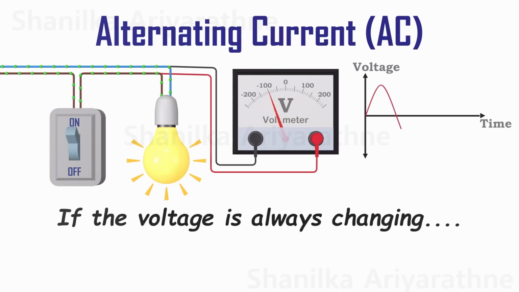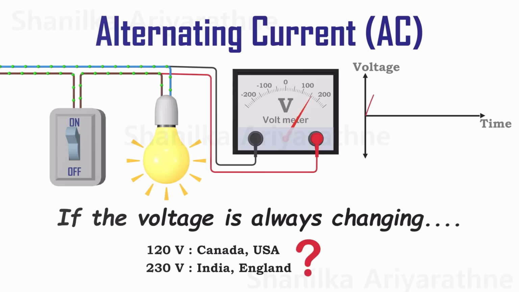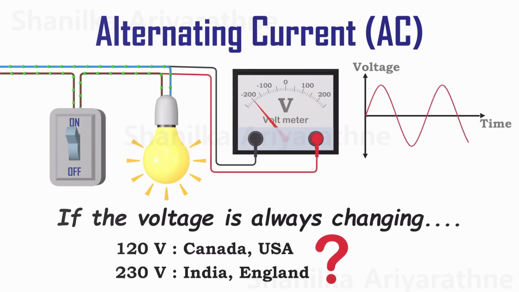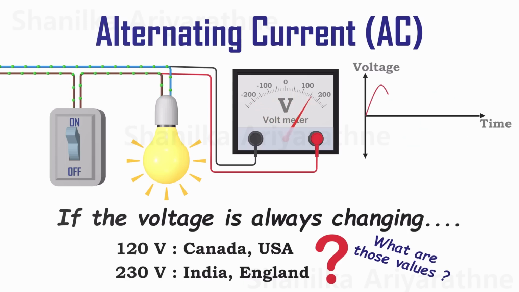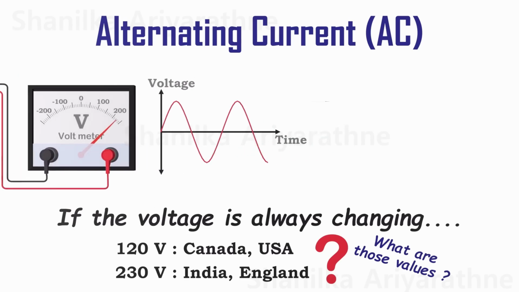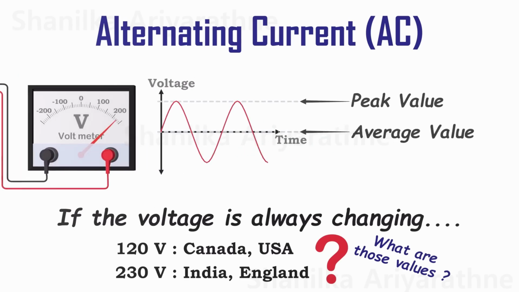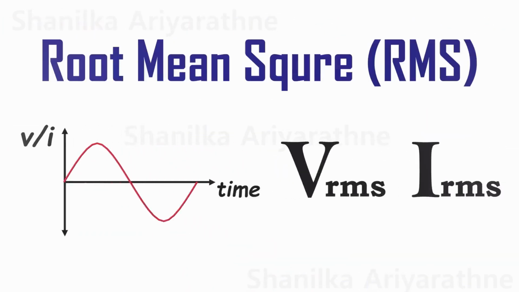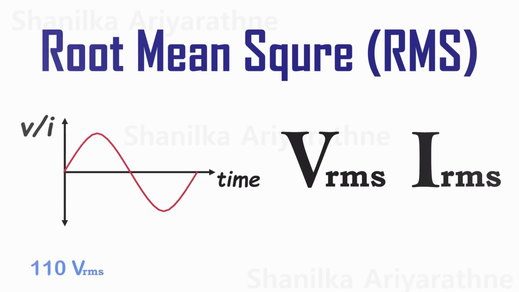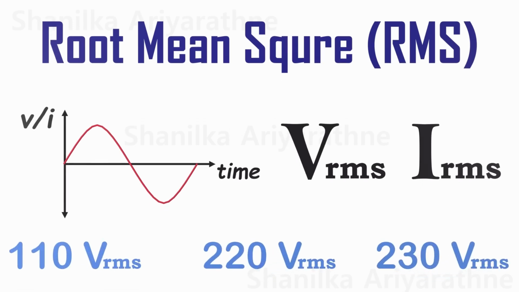If the voltage is continually fluctuating, you might wonder why we use standardized values like 120 volt in Canada and the USA or 230 volt in places like England or India. What do these numbers signify when the voltage is in a constant state of change? You might assume that the voltage number represents either the highest peak or the average it reaches. However, that's not exactly the case. Enter RMS, root mean square, a fascinating concept used to measure voltage and current in AC electricity.